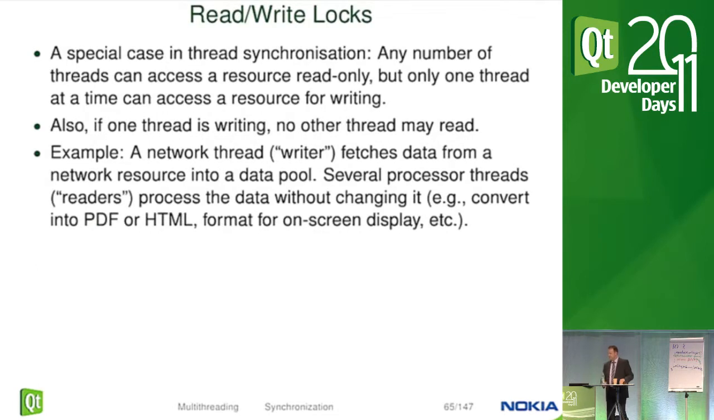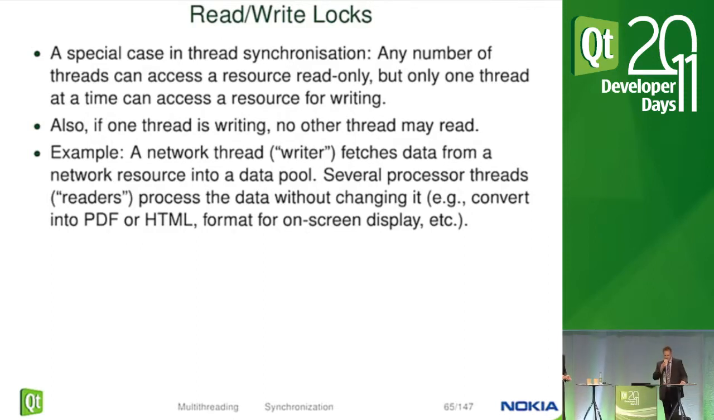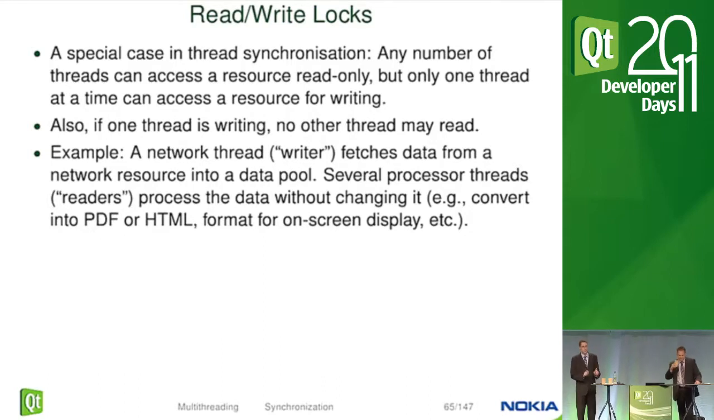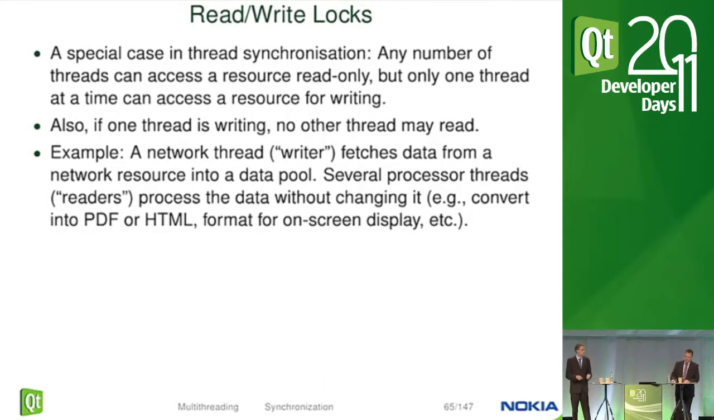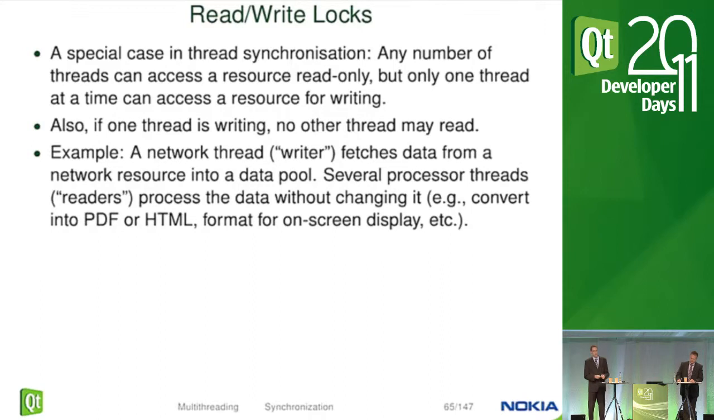Okay, read-write locks. What we've seen in mutex is a complete exclusive lock. So only one thread at a time can access the data structure you protect with it. But quite often you have data structures that are safe to read, for example, by being read simultaneously by multiple threads.